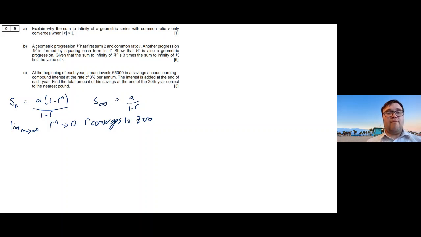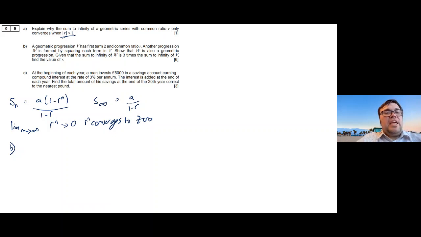So it's only true if, however, r is between minus 1 and 1. If r is greater than 1, the whole thing just blows up and tends towards infinity. If it is between 1 and minus 1, then r to the n goes to 0, and then you can expand it, and that's why the sum to infinity exists. Part B.